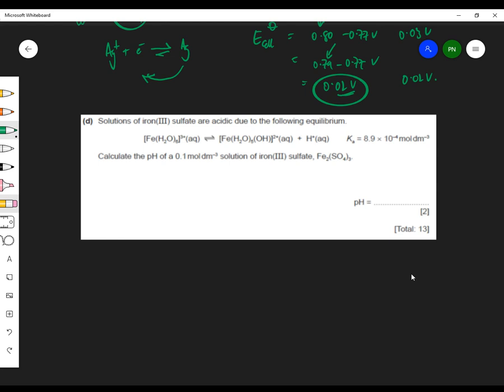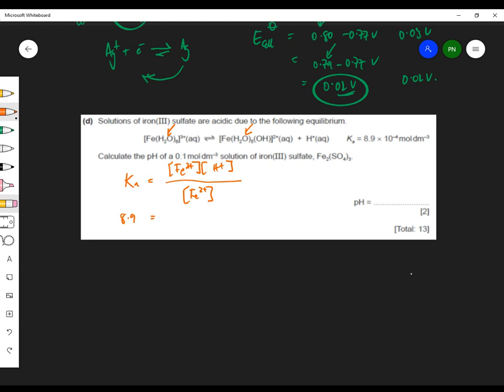Okay, so this looks straightforward, doesn't it? So let's put the Ka in. This is what I always like to do. Ka, I'm going to call this Fe2+. All right, this is the Fe2+. I'm being a bit lazy, aren't I? Times the hydrogen ion concentration divided by, and I'm going to call this one the Fe3+.